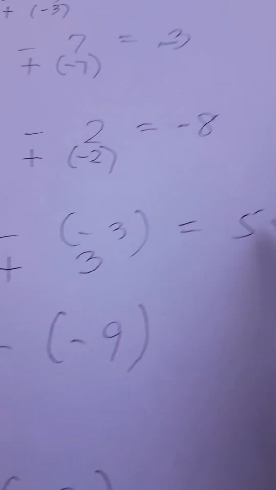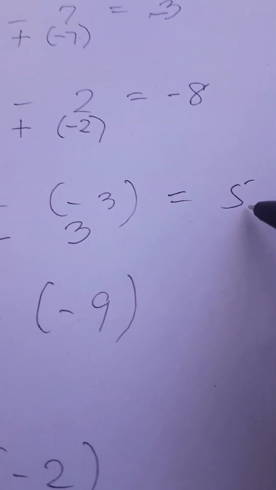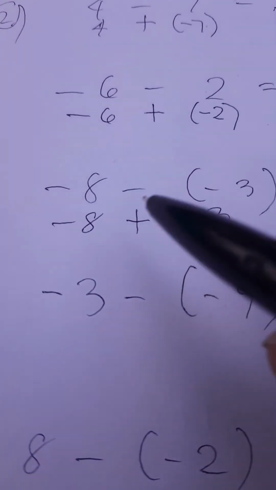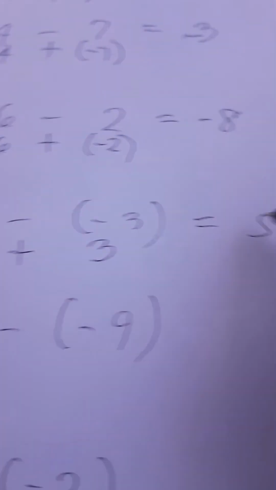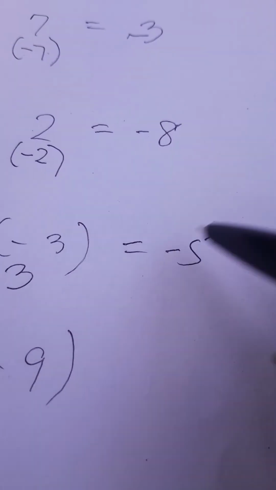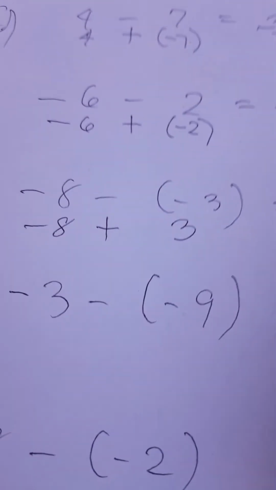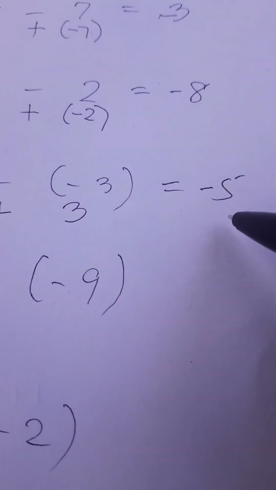And the last step is we have to decide for the sign of the result here. So compare 8 and 3. 8 is bigger than 3 and it's negative. So therefore, the final answer is negative. So the answer is negative 5. Negative 8 minus negative 3 is negative 5.